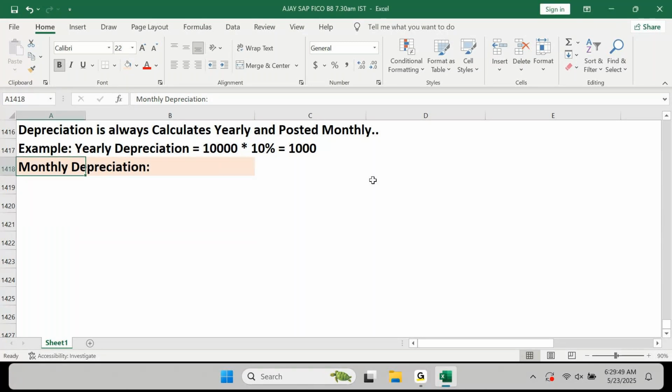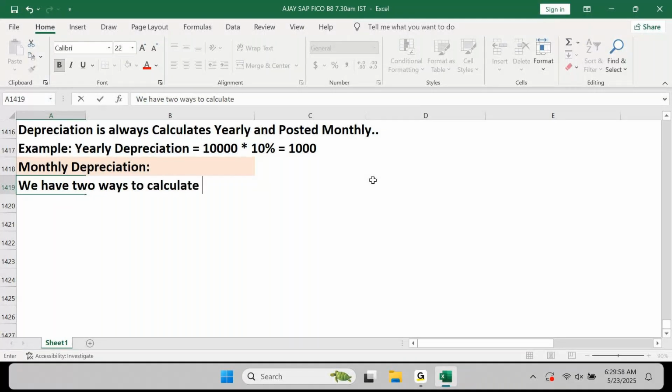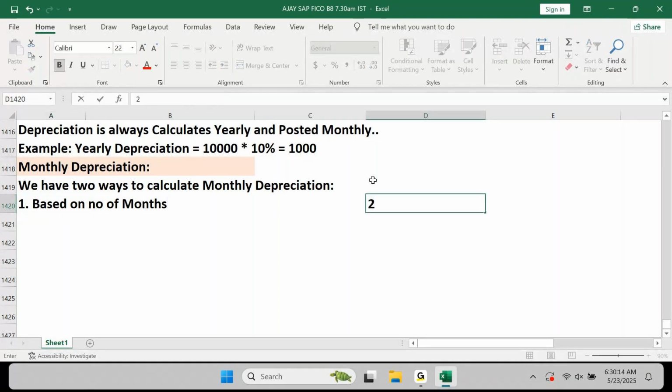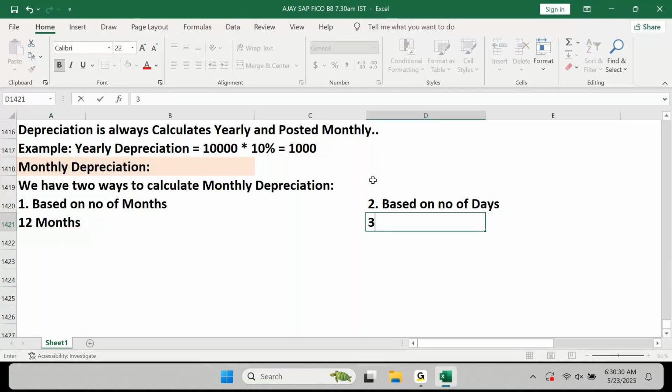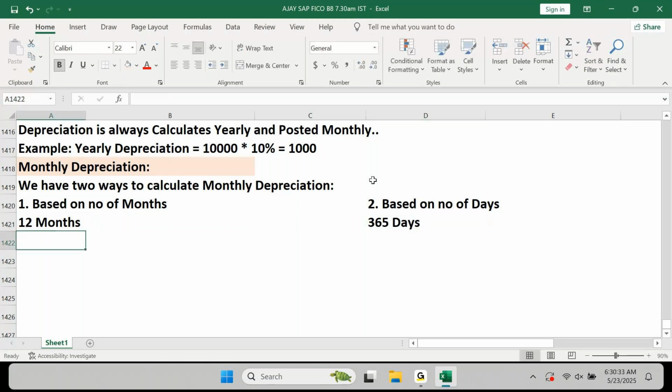Monthly depreciation, we have two ways to calculate monthly depreciation. Option number one, based on number of months. Option number two, based on number of days. Now here it will be 12 months, right? Here 365 days.